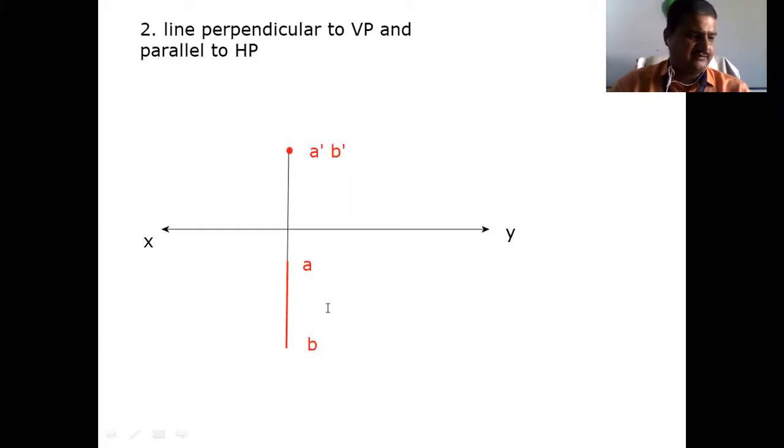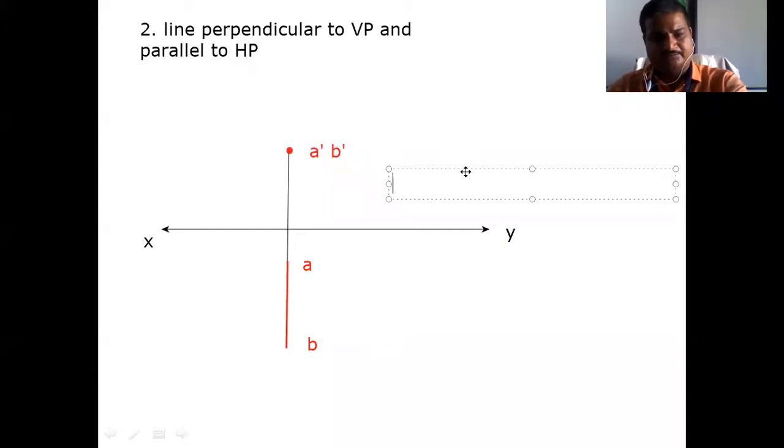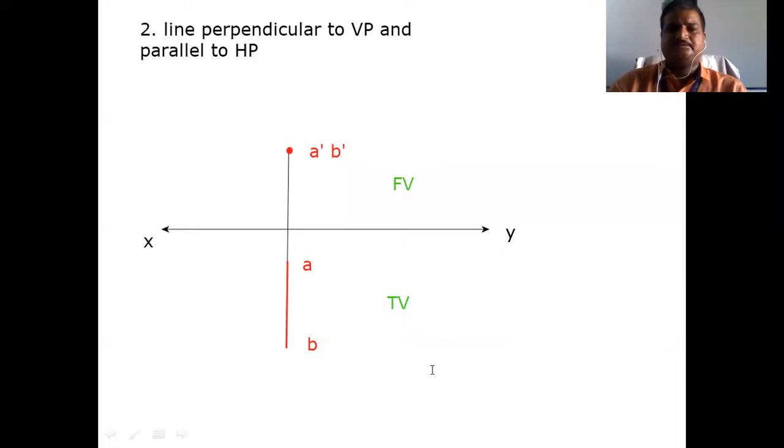Now this particular view above XY line is your front view and below XY line is your top view. Front view is the point view when line is perpendicular, and top view is the line view, that vertical line view, when it is parallel to HP. So this is all about the second case. And here the line mentioned in the top view will provide you the true length.